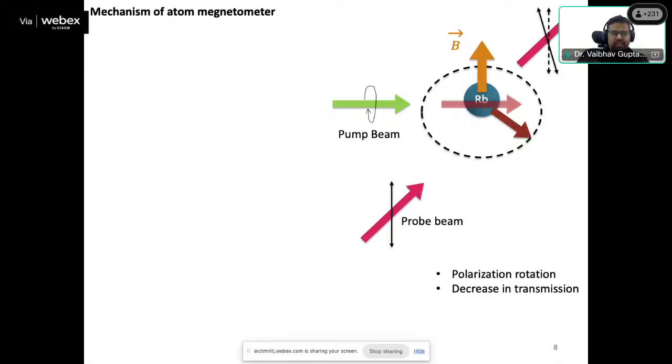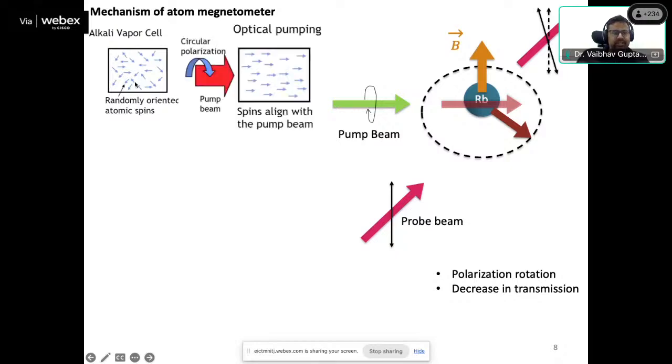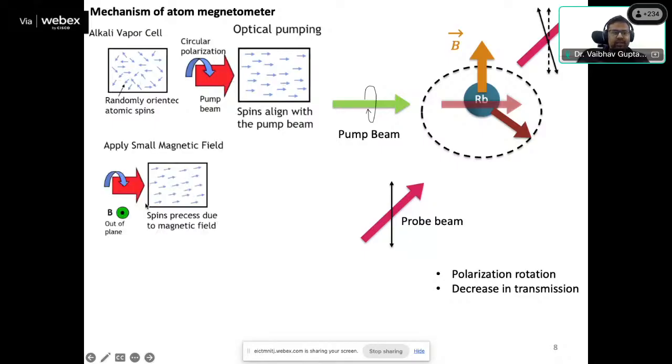Just to explain you again, this was very microscopic, just going to one atom, but on a macroscopic level. So let's say there is a glass cell. In this glass cell, there is a lot of alkali vapor. So this is rubidium vapor, and each of these rubidium atoms has spin, and these spins are randomly oriented, right? Once I go with the circularly polarized pump light, all these spins are aligned in the direction of the light. And once I apply a magnetic field which is out of the screen, because of the magnetic field, this spin will deflect. All of them will deflect at a particular angle.